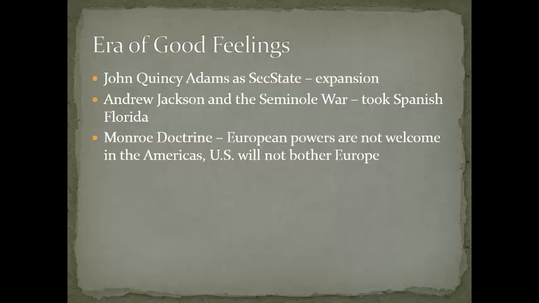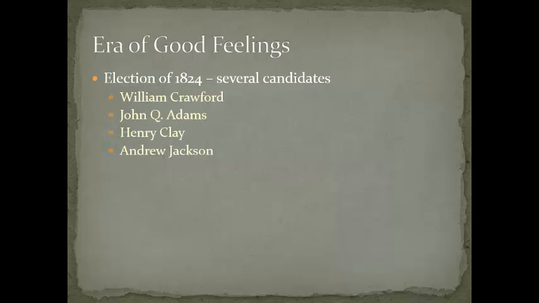Okay, fine. That brings us up to the election of 1824. By this point, the Federalists are completely out of power, and so we see a number of candidates run, and they're all Republicans.